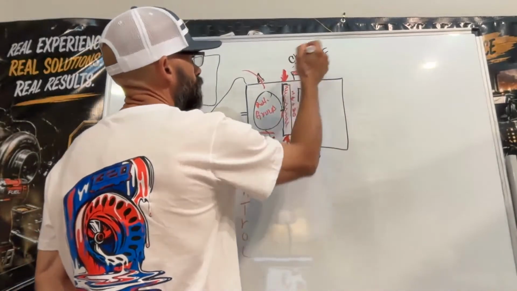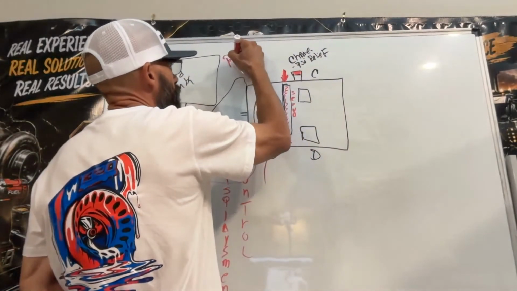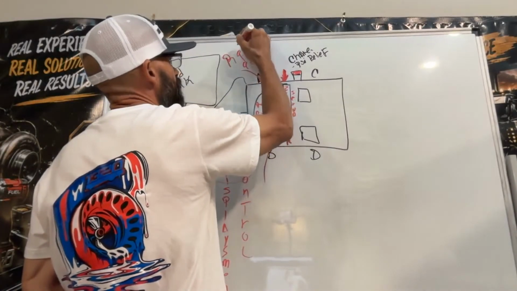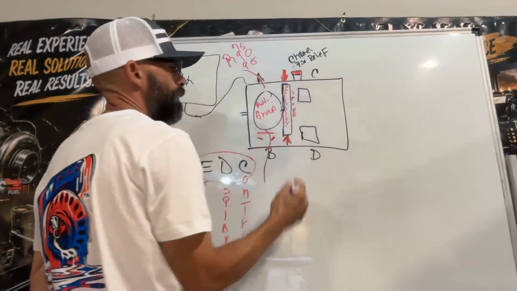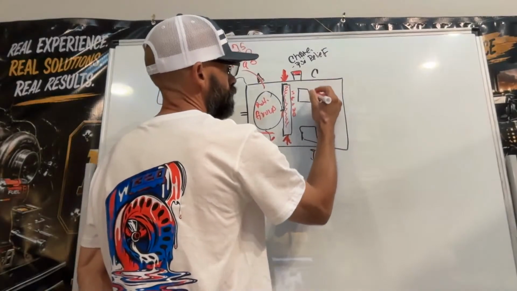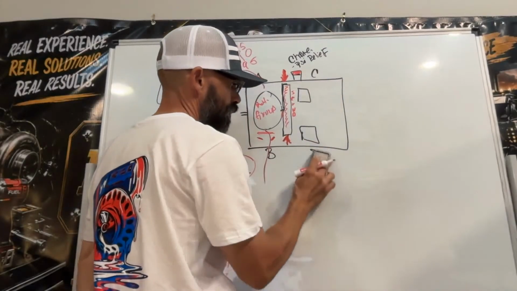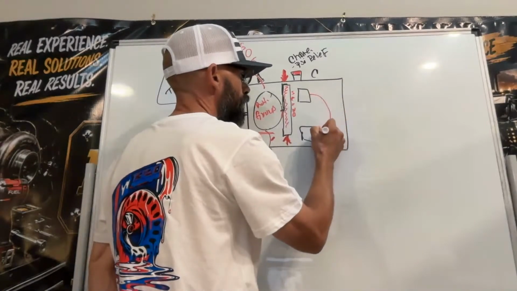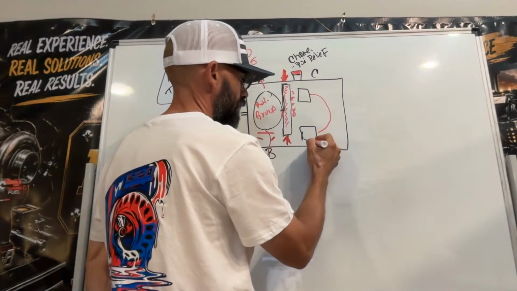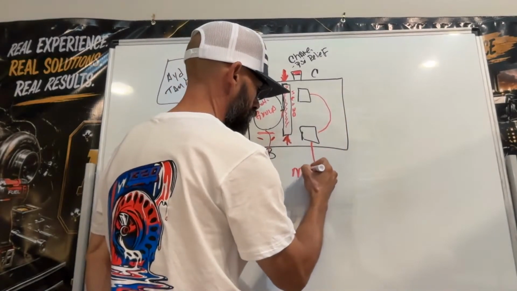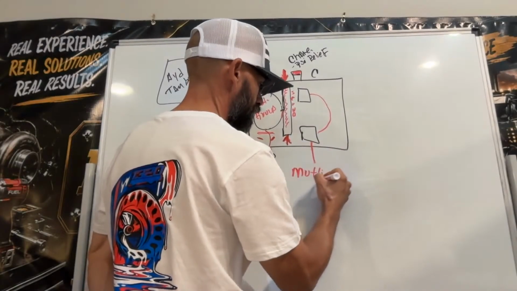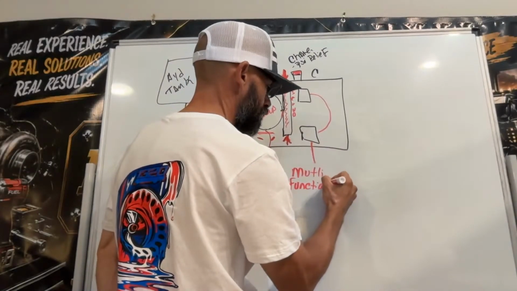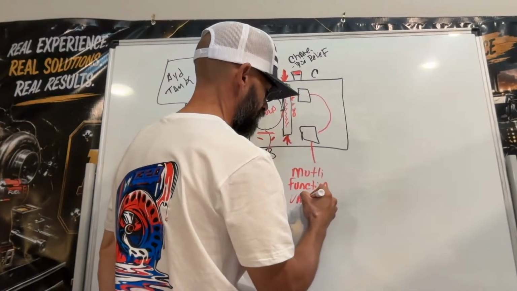Right here on the R90s, we're talking about this drawing is for the R90s, 95s, and 75s, right? This right here, these small squares, this one, and this one, right? They are called multi-function valves.